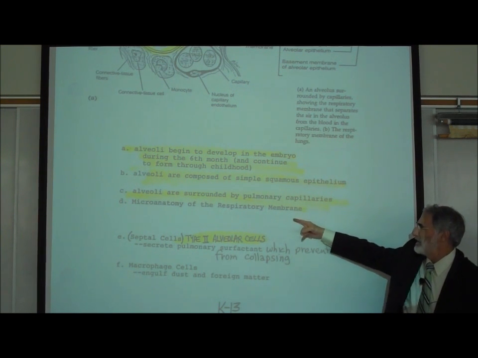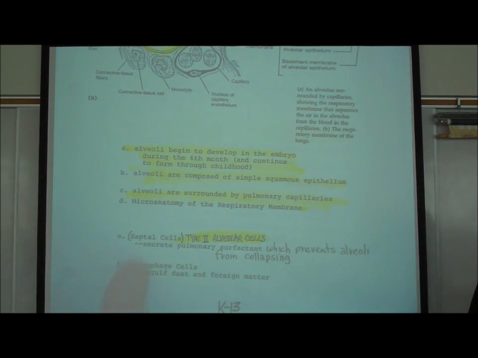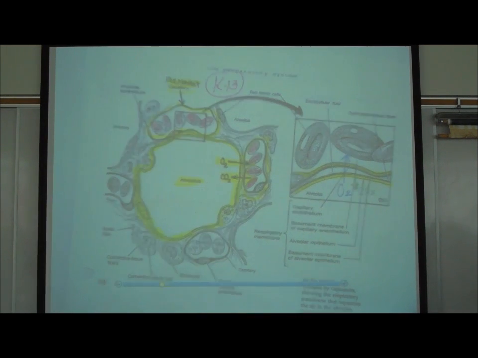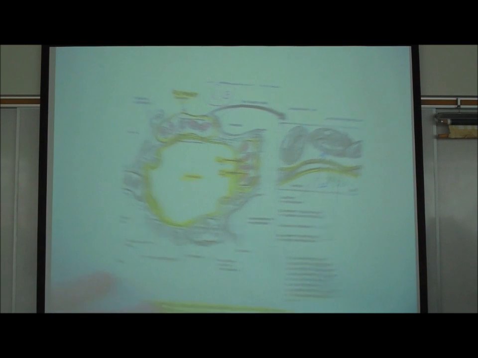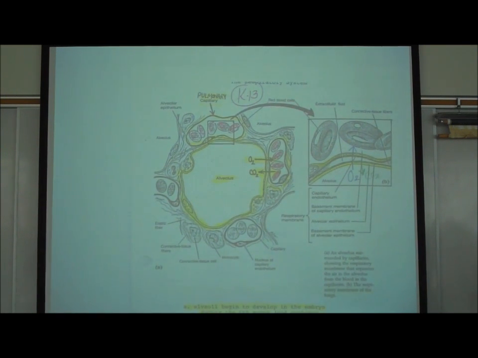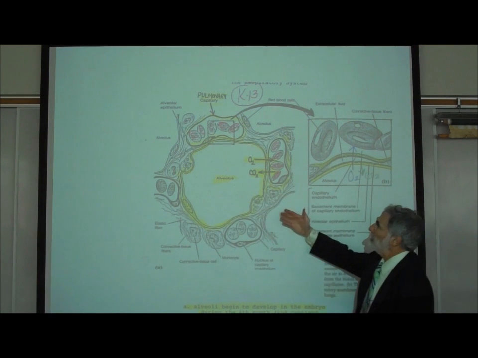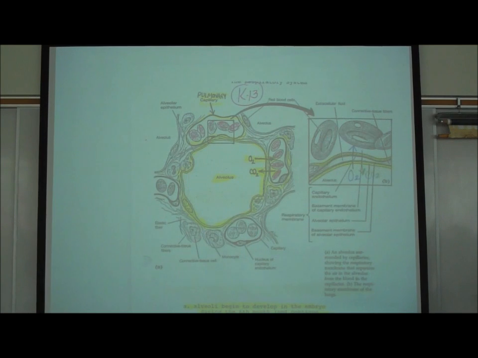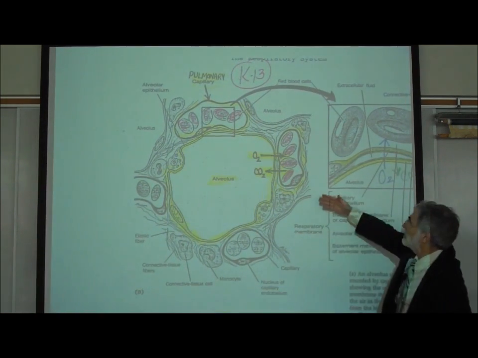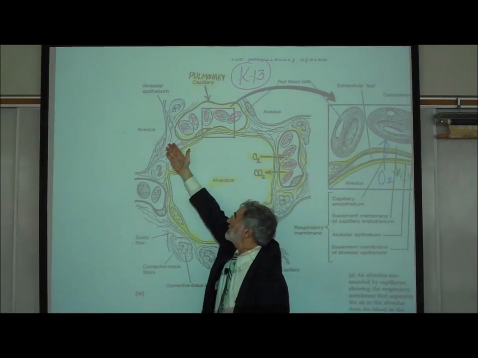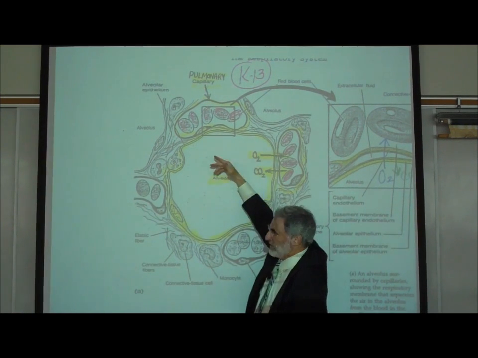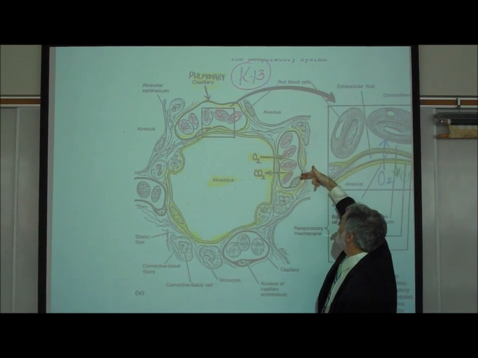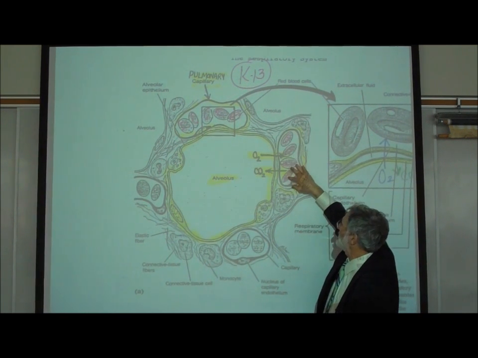And what we've written next is the microanatomy of the respiratory membrane. We can see this at the top of the page. This is page, of course, K13 at the top. And what we're looking at here is a cross-section through an air sac, or alveolus. And this is also a cross-section through the pulmonary capillaries that are carrying blood. So here in this cross-section through the pulmonary capillary, we can see the red blood cells.